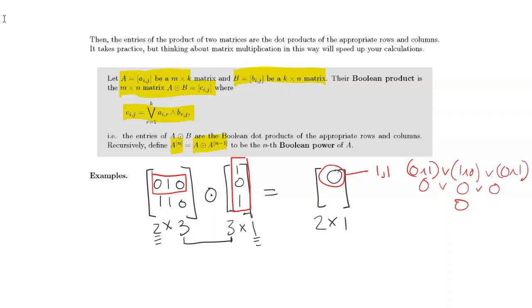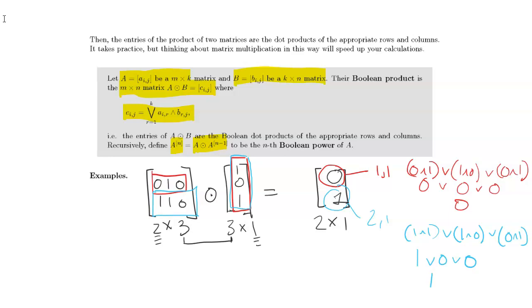For my 2, 1 entry of my product, I'm going to take the second row of my left-hand matrix and, again, the only column of my right-hand matrix. I'm going to take that dot product. That's going to be 1 meet 1, join 1 meet 0, join 0 meet 1, which is 1, join 0, which is 1. So I'm going to put a 1 in the 2, 1 position of my product. So the product of these two matrices is the matrix 0, 1.